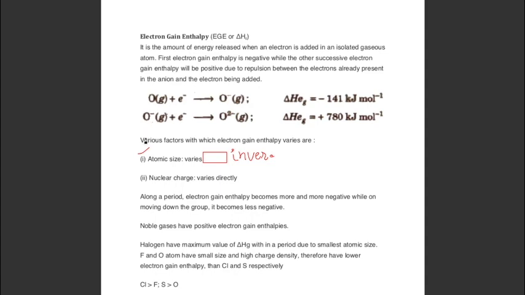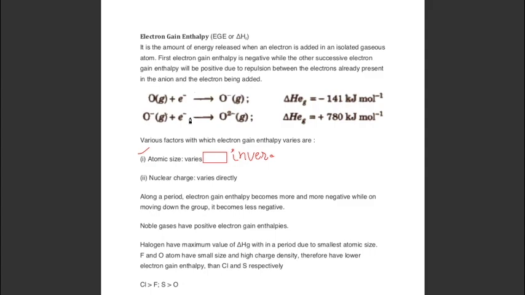Now let us discuss various factors which affect electron gain enthalpy. First is atomic size. Electron gain enthalpy varies inversely with atomic size. That means the smaller the size, the more the electron gain enthalpy.